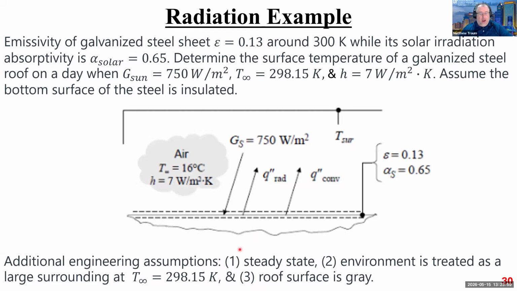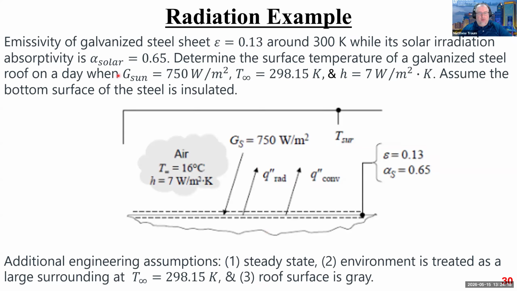Sorry, I lost my train of thought. That properties are constant. Properties are constant, right? So no spatial or time changes in things like convection heat transfer coefficients, or emissivity or absorptivity. And then, oh, look at this. Roof surface is gray. Okay, I've outsmarted myself here.